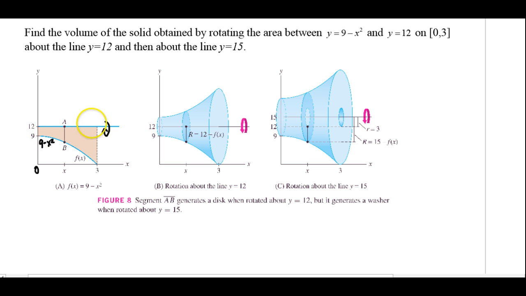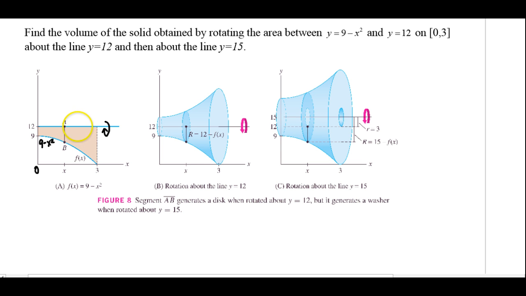So if I rotate around this line, I actually will not end up needing a washer method here because I have no gap in between that I need to carve out. So this is an image of the solid, and notice there's no part that's carved out. It's a solid object entirely without any inside part missing. So for part B, I actually only need the disk method.